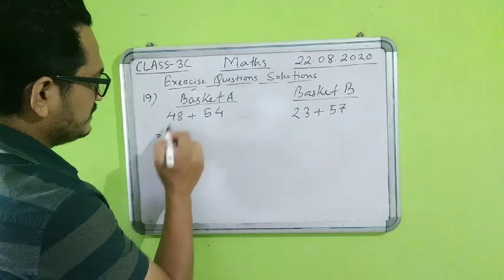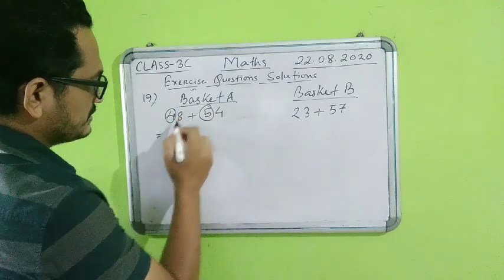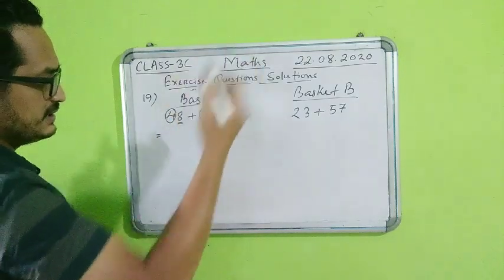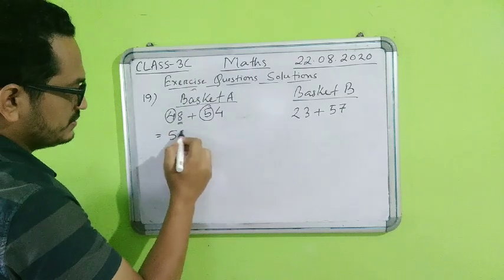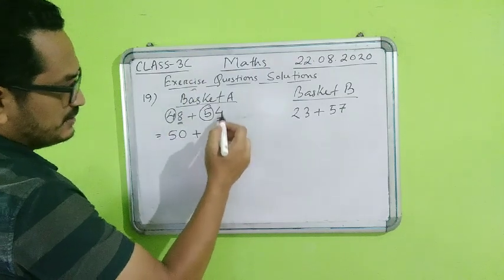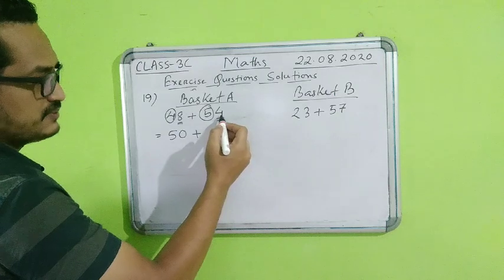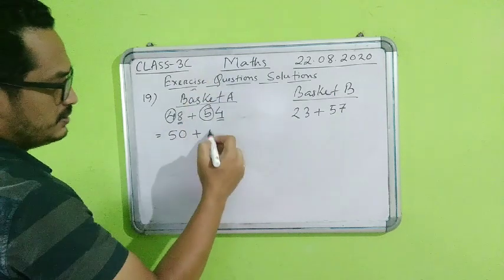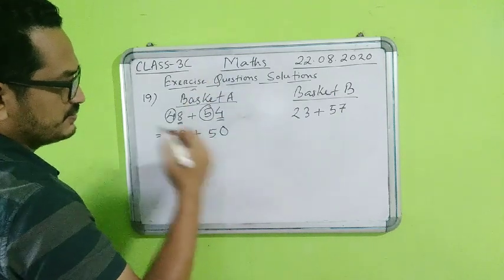Now let us estimate here. It is the tens place. On the right hand side, 8 is greater than 5, so 4 plus 1 will be 5, and it will be 0. Here if you see, the ones place is 4 which is less than 5, so there will be no change. This will be 5 and this will be 0, 50.